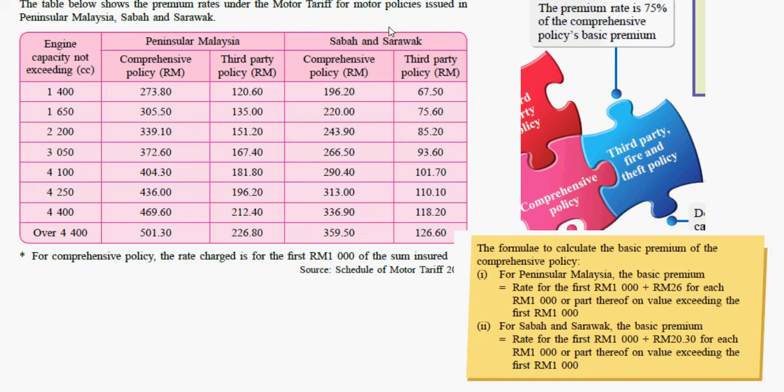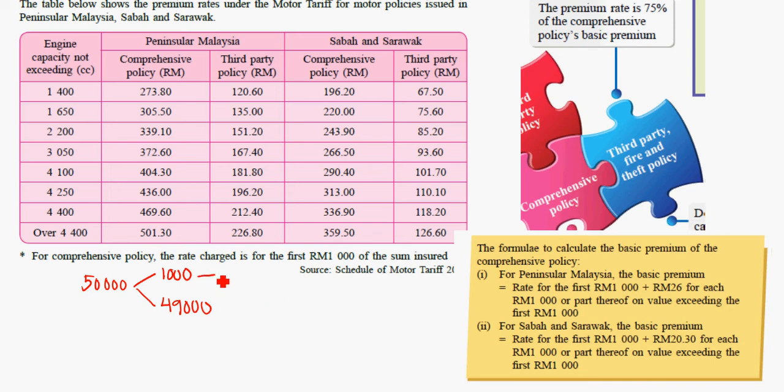depends on the location. Okay, so it said that for the comprehensive policy, the rate charged is for the first 1,000 ringgit of the sum insured. That means this rate for comprehensive policy here is the rate for the first 1,000 ringgit of the sum insured. If you want to insure your car for 50,000 ringgit, you must separate it into the first 1,000, and the balance is 49,000 ringgit.